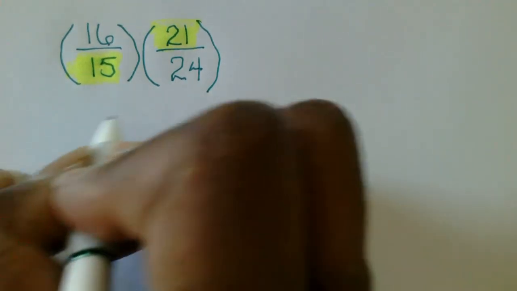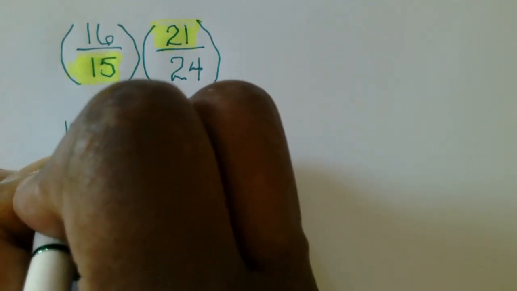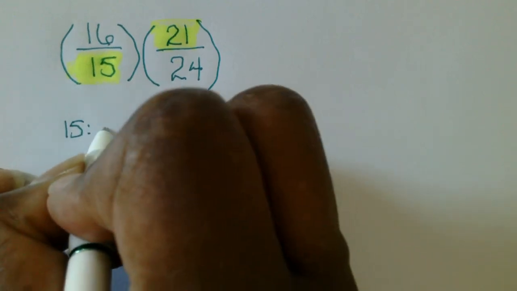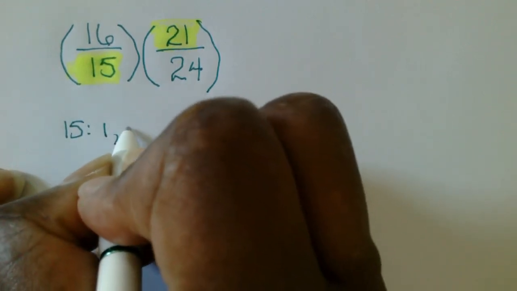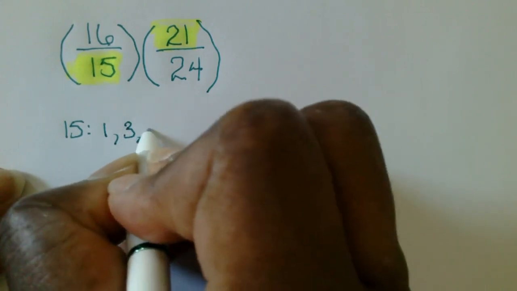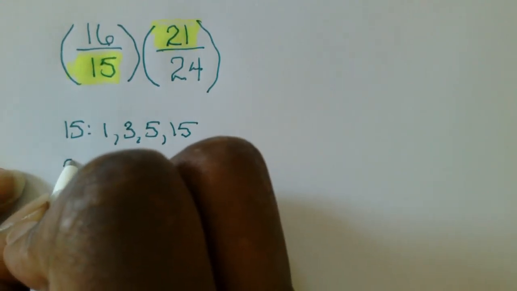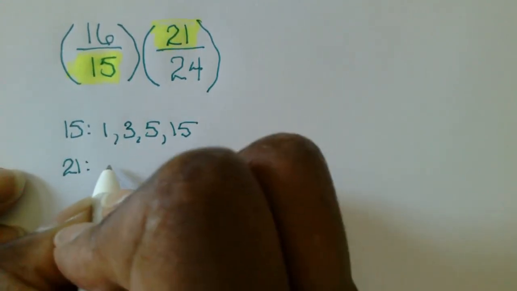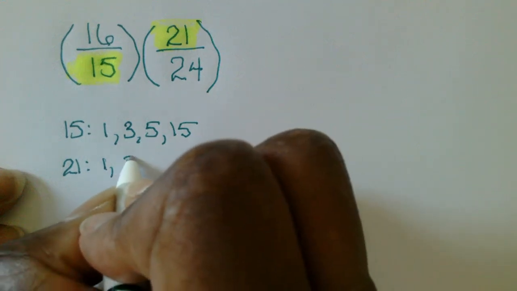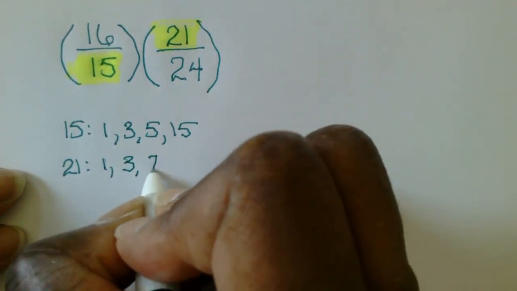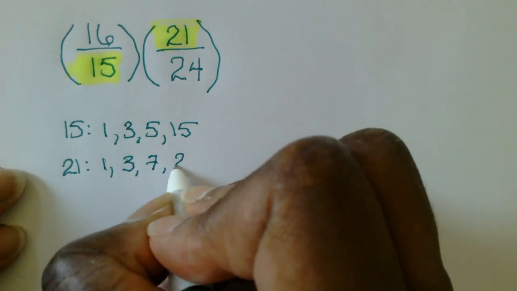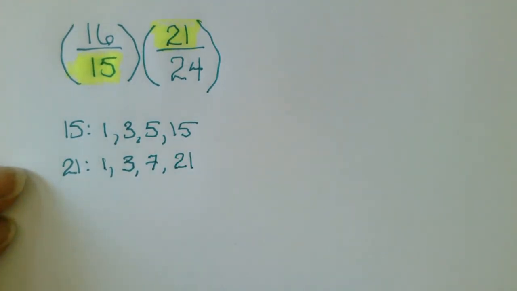Okay, let's get our factors of 15. Well, I know I've seen 15 in the 1 times table. I see them in the 3 times table, the 5s, and the 15s. I know I see 21 in the 1 times table, the 3s, the 7s, and the 21s. What number do they have in common?